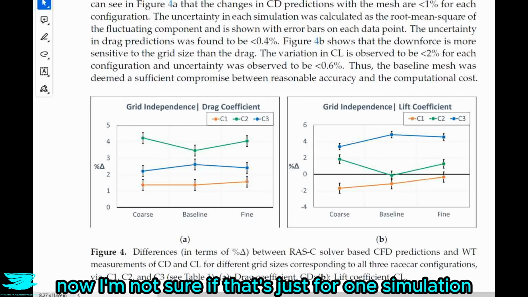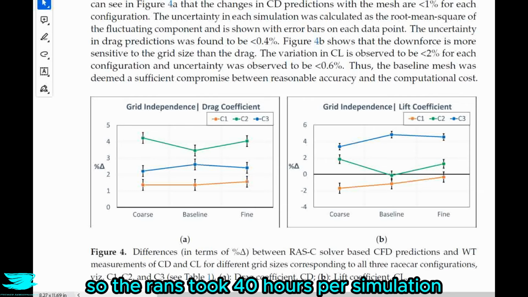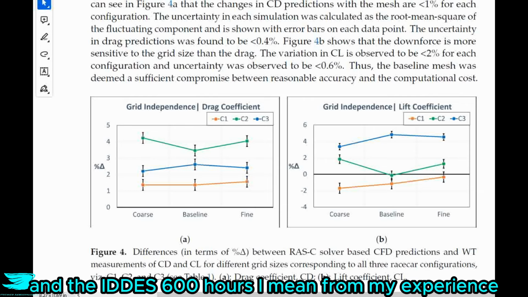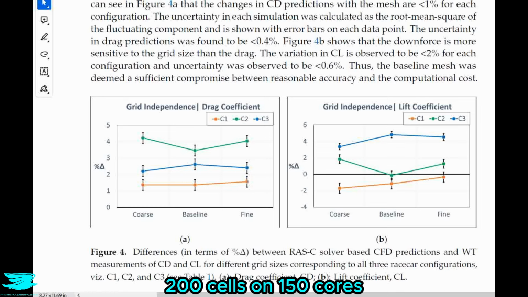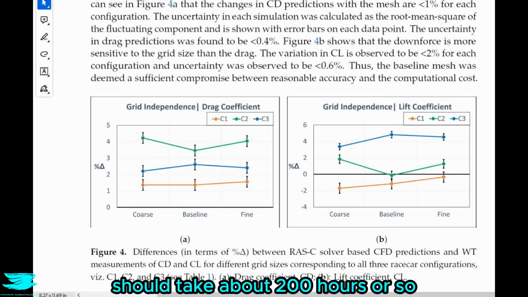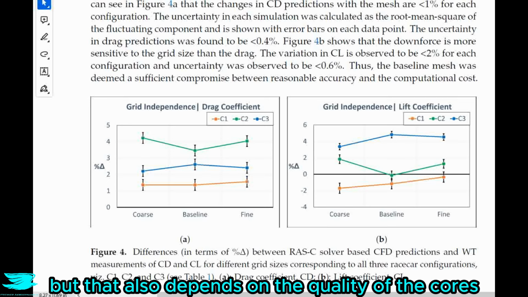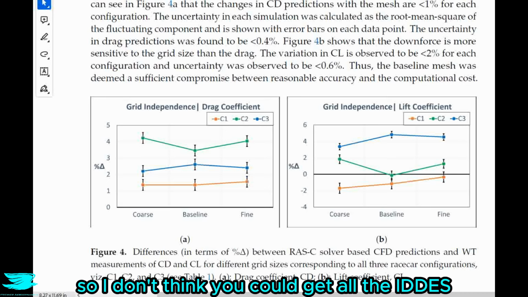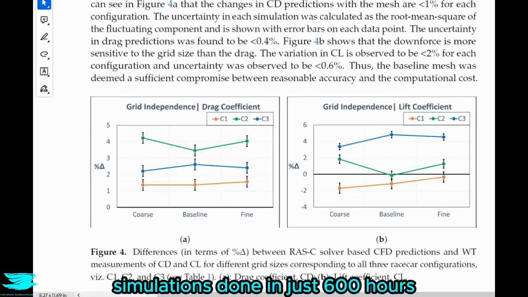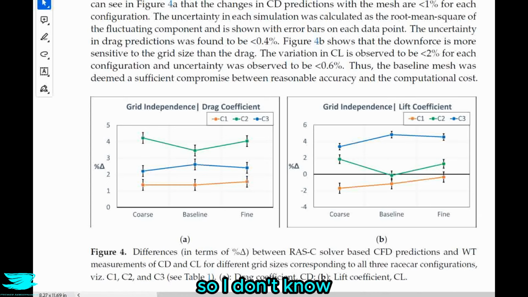Now, I'm not sure if that's just for one simulation, so the RANS took 40 hours per simulation and the IDDES 600 hours. I mean, from my experience, one IDDES simulation with 200 million cells on 150 cores should take about 200 hours or so, but that also depends on the quality of the cores. On the other hand, they did a number of simulations, so I don't think you could get all the IDDES simulations done in just 600 hours. So I don't know.